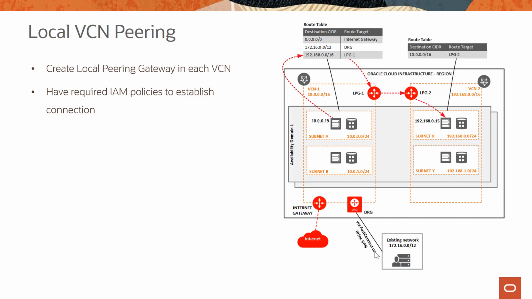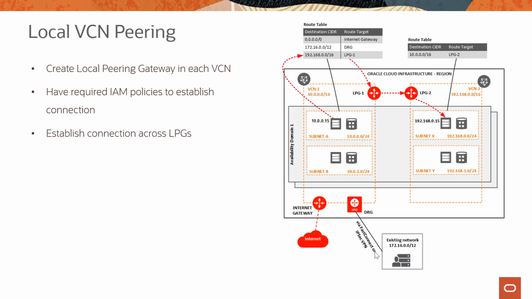Let's say these two VCNs are in two different tenancies. Then the administrator of the VCN which is accepting the peering connection will share the tenancy OCID and also the local peering gateway's OCID, and then sets up the policy statement to accept the peering connection. Similarly, the administrator of the VCN which is initiating the peering connection, in case of different tenancies, has to share the tenancy and administrator group's OCID and then sets up the policy statement to initiate the peering connection.